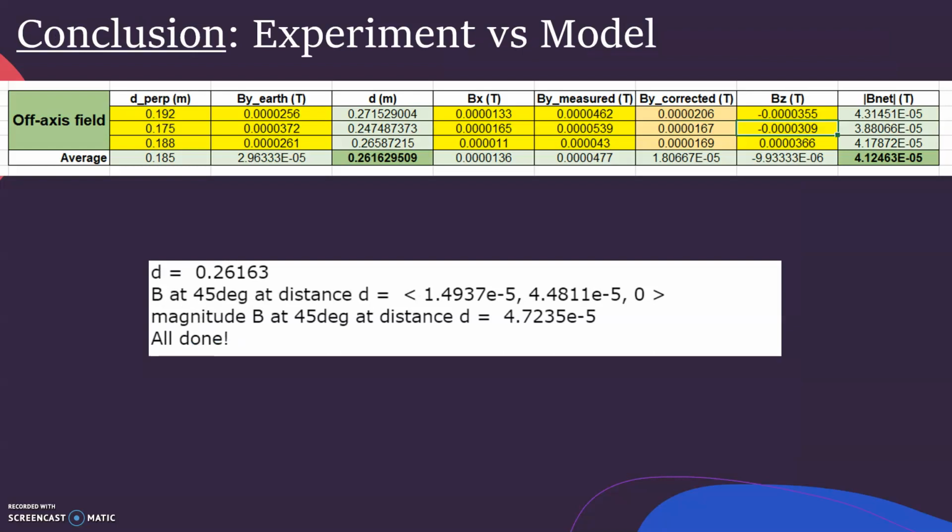And then comparing the model to the experiment, it was about a 12% error. And there were some discrepancies between the y and z components, but this was a very tedious experiment since really small changes in distance drastically affected the total magnitude when I was trying to get it to 100 microteslas.